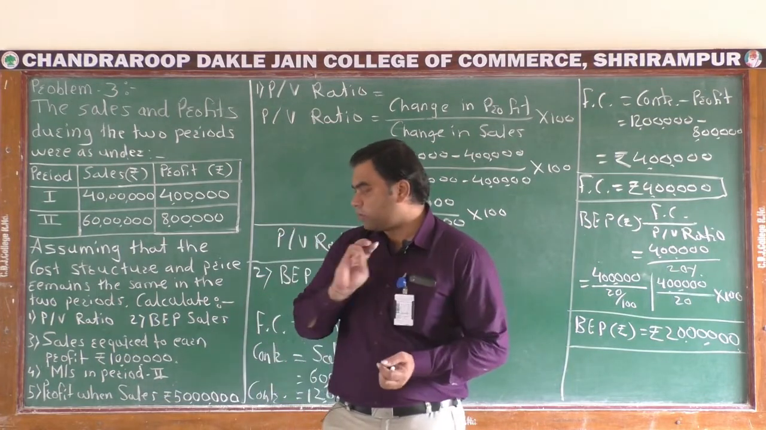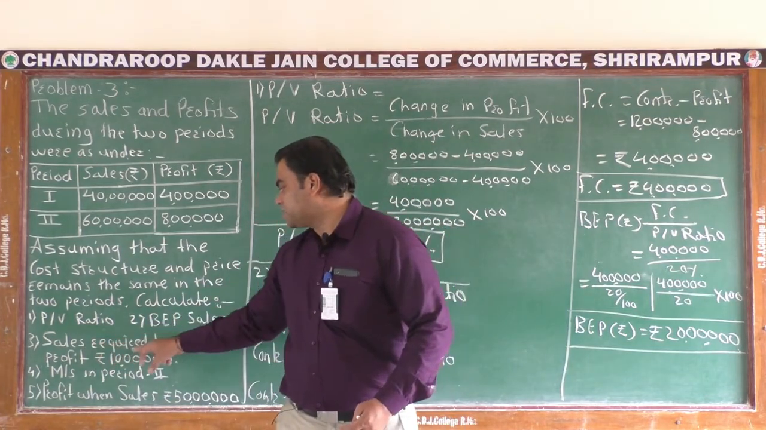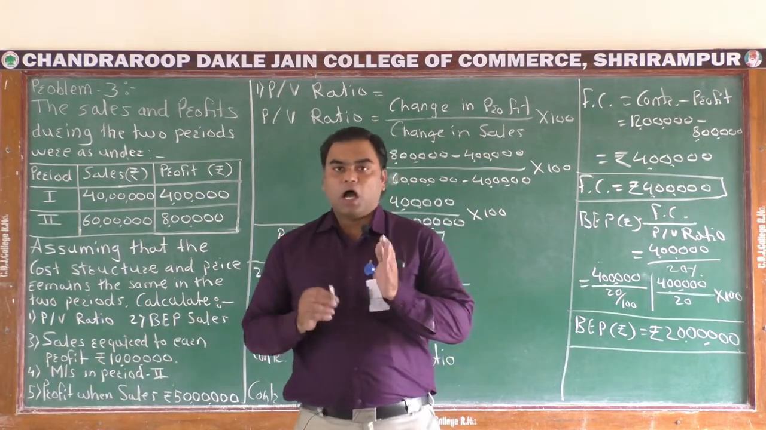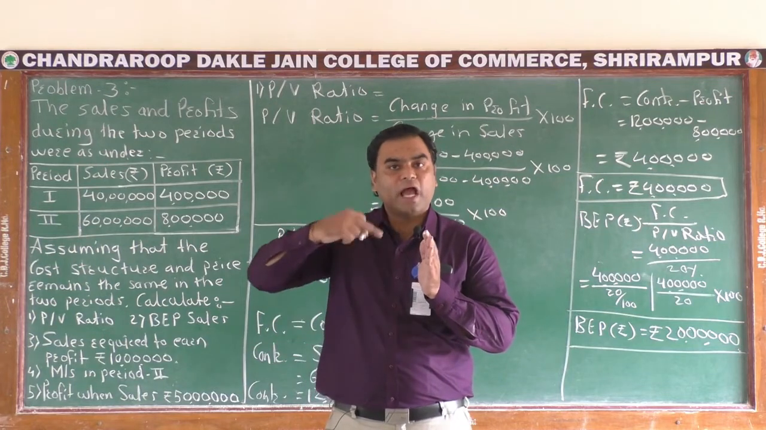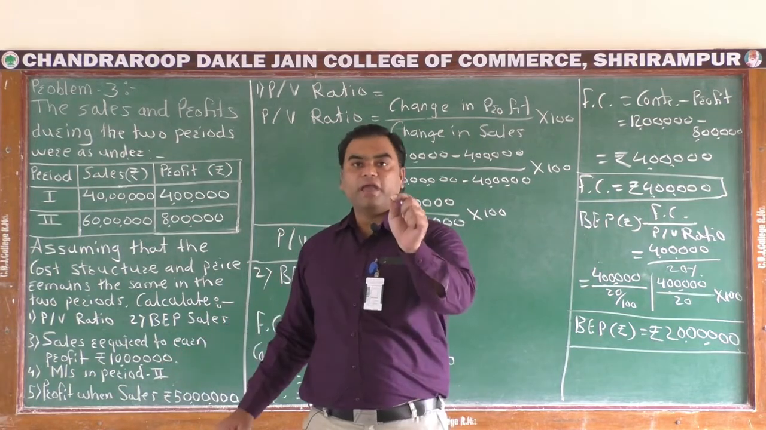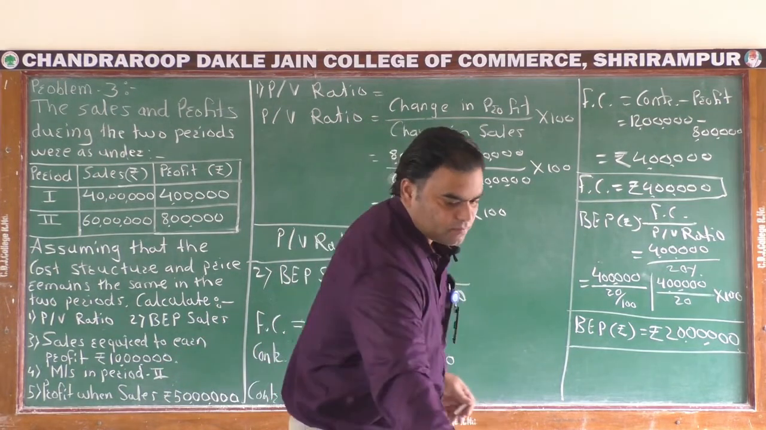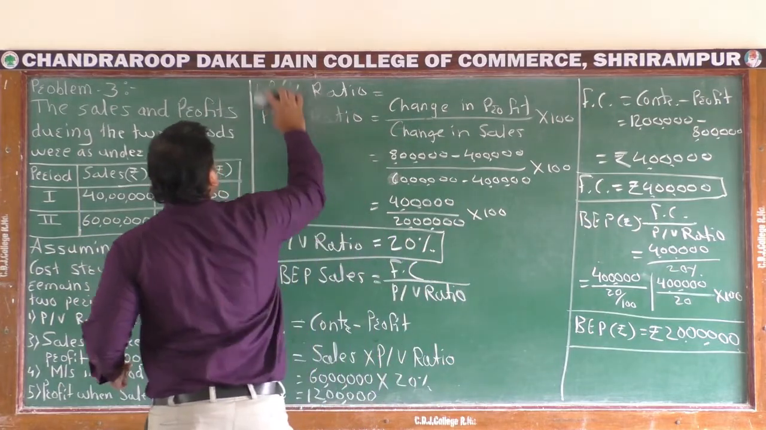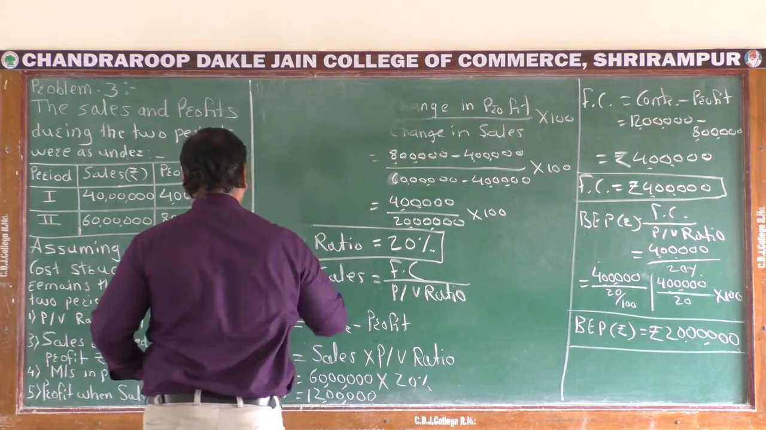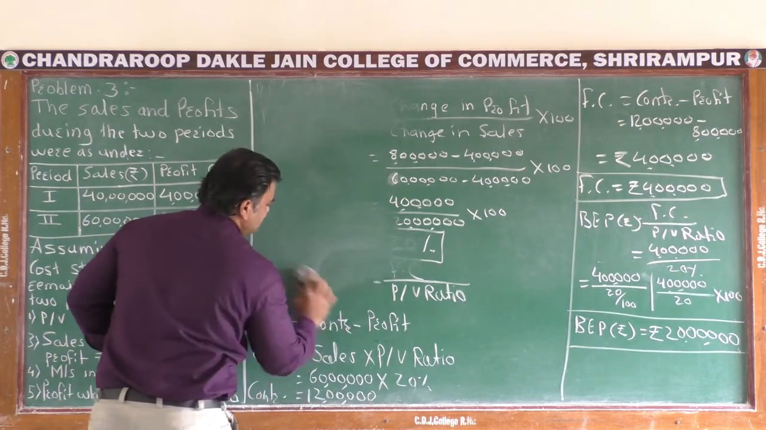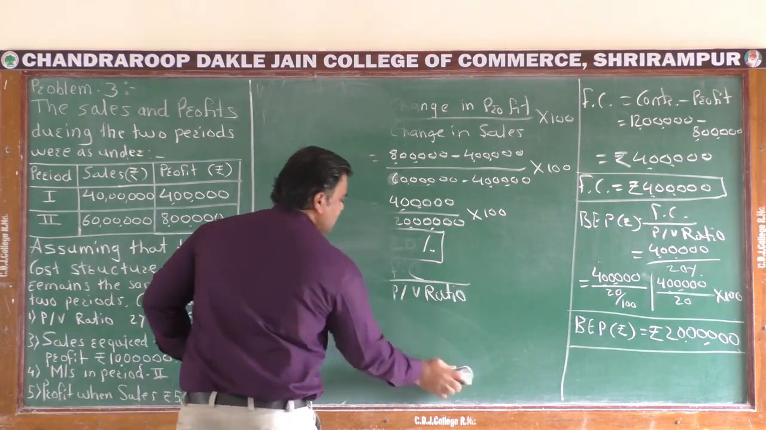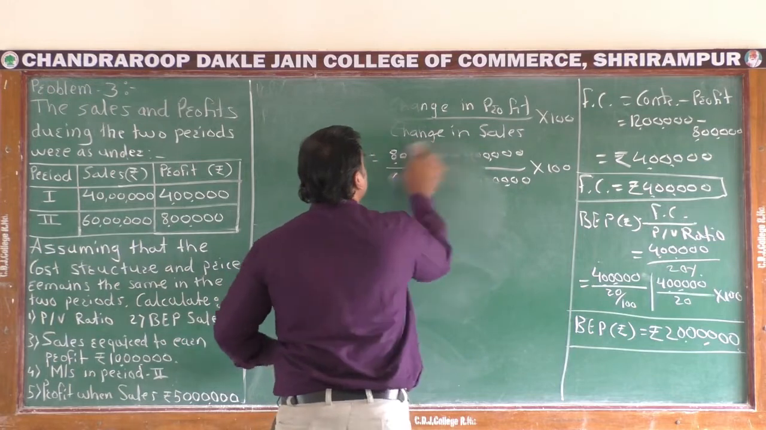Now we are going to calculate the third item, that is sales required to earn profit rupees 10 lakh. Means how much amount of sales the company will have to generate to earn profit rupees 10 lakh, we have to calculate now. Sales required to earn profit rupees 10 lakh, means how much sales the company will have to generate to earn that profit. So which formula will we have to use?